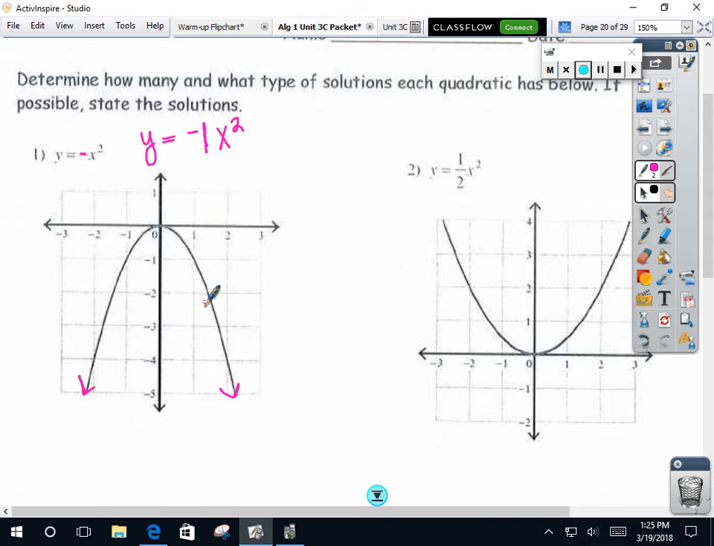How many solutions does it have? 1, because it hits the x-axis 1 time. And where does it hit? 0. So that's the solution.